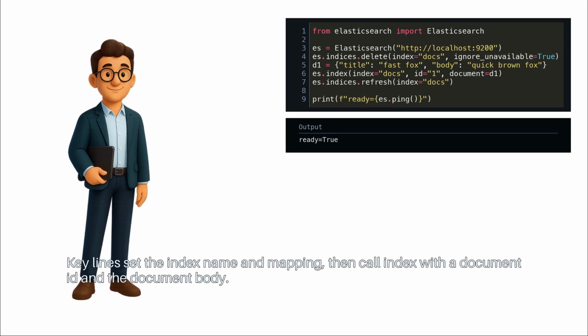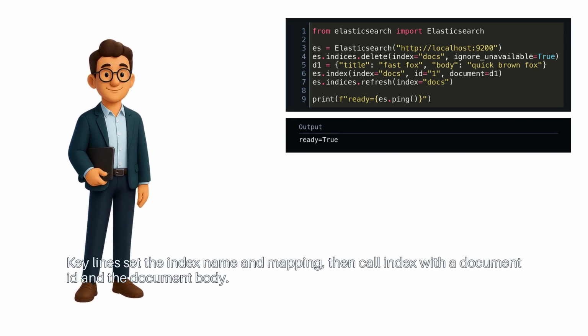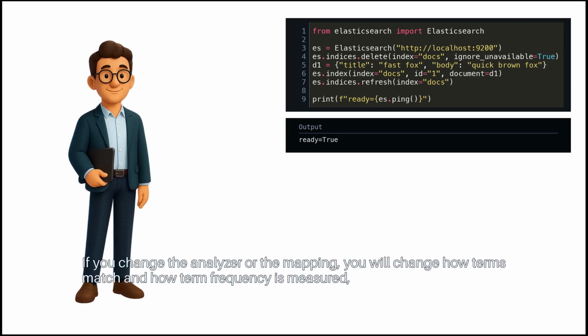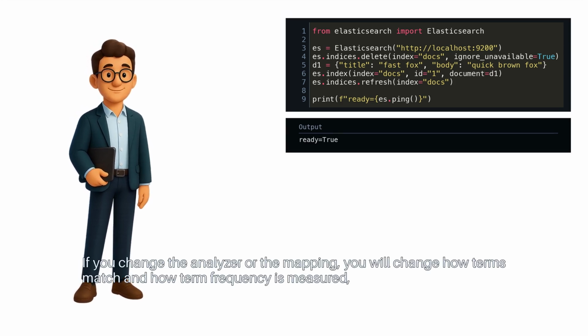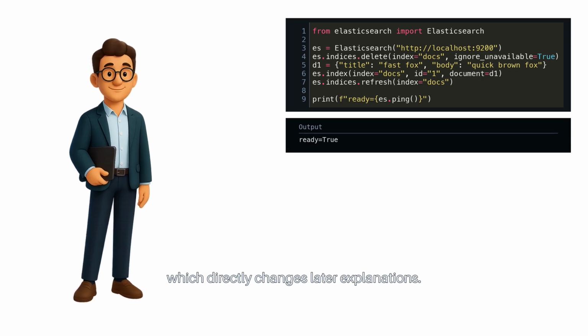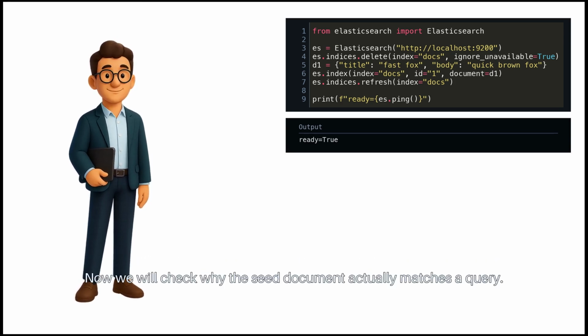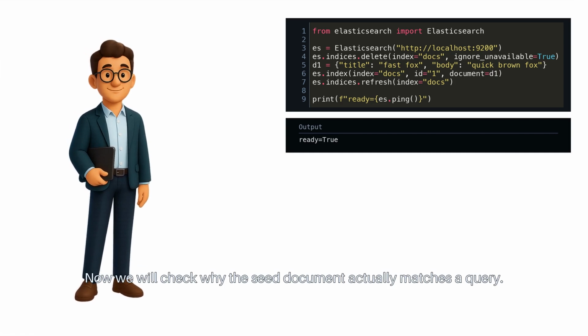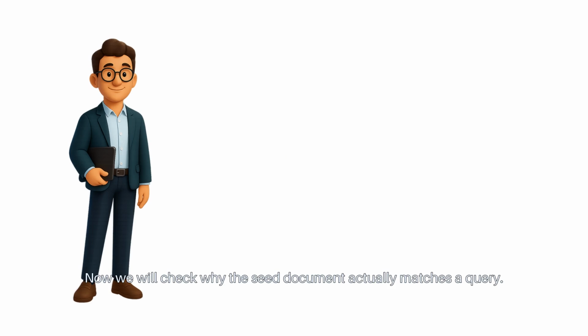Key lines set the index name and mapping. Then call index with a document ID and the document body. If you change the analyzer or the mapping, you will change how terms match and how term frequency is measured, which directly changes later explanations. Now we will check why the seed document actually matches a query.